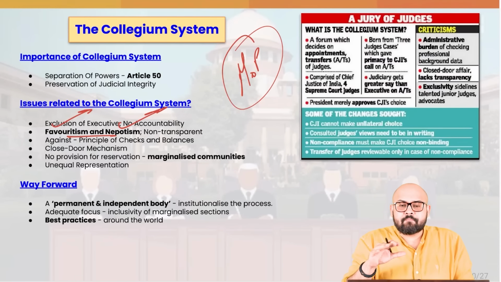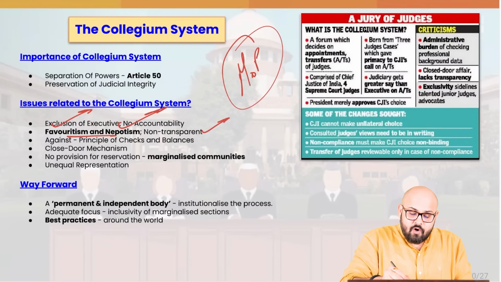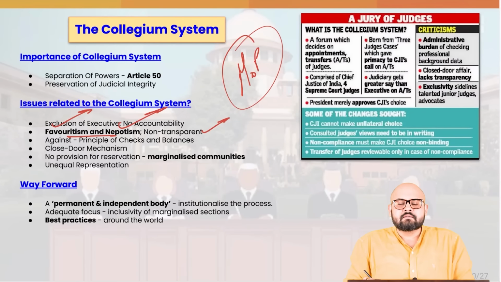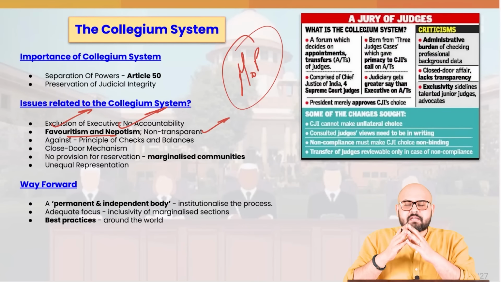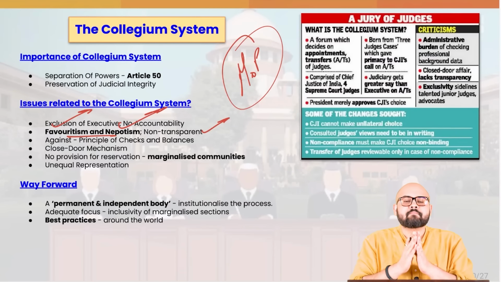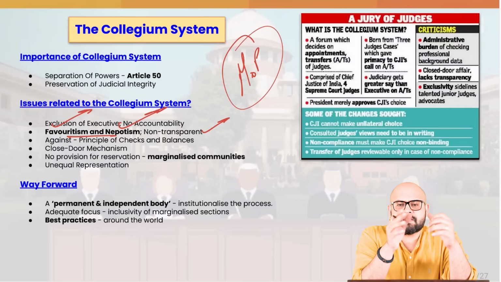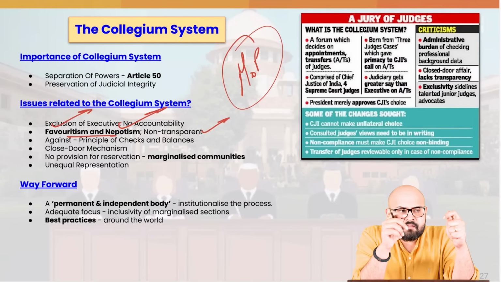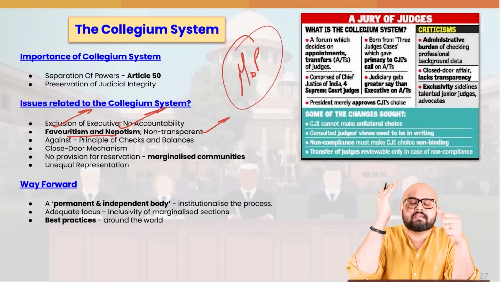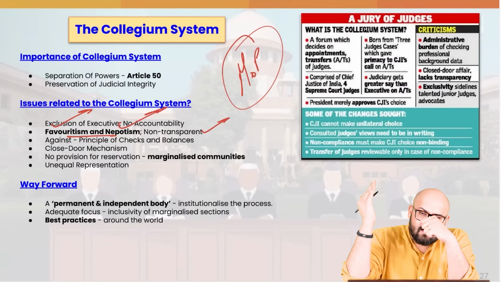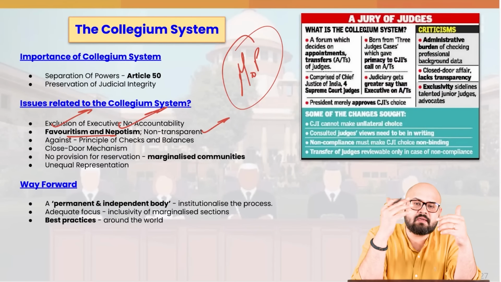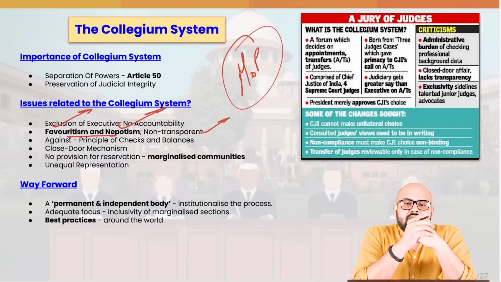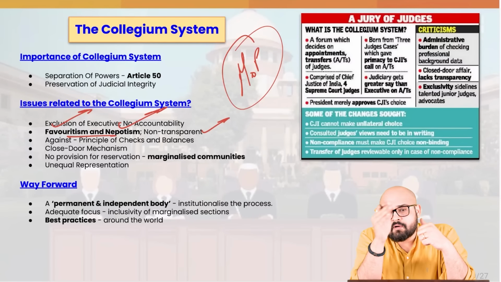The whole mechanism with respect to the appointment is very non-transparent. The minutes of the meeting and the discussions which take place are not published. Even though the Supreme Court is taking a lot of steps, there is still a complete veil of secrecy. There's a complete curtain with respect to the decision making, the points being considered by the collegium, and on what basis you are taking a decision.